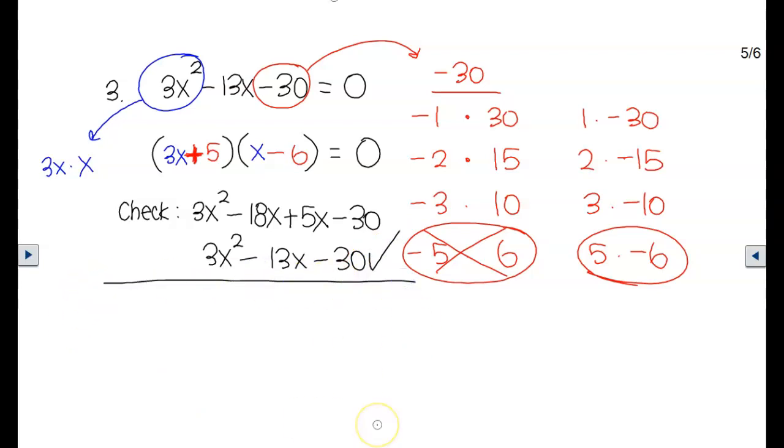So I want to remind you here that it's really important. I know you won't want to do it, but it is important that you do that check step to make sure you get everything the way it should be. So after we factor, here's what we should have. We should have 3x plus 5 times x minus 6 is equal to 0.